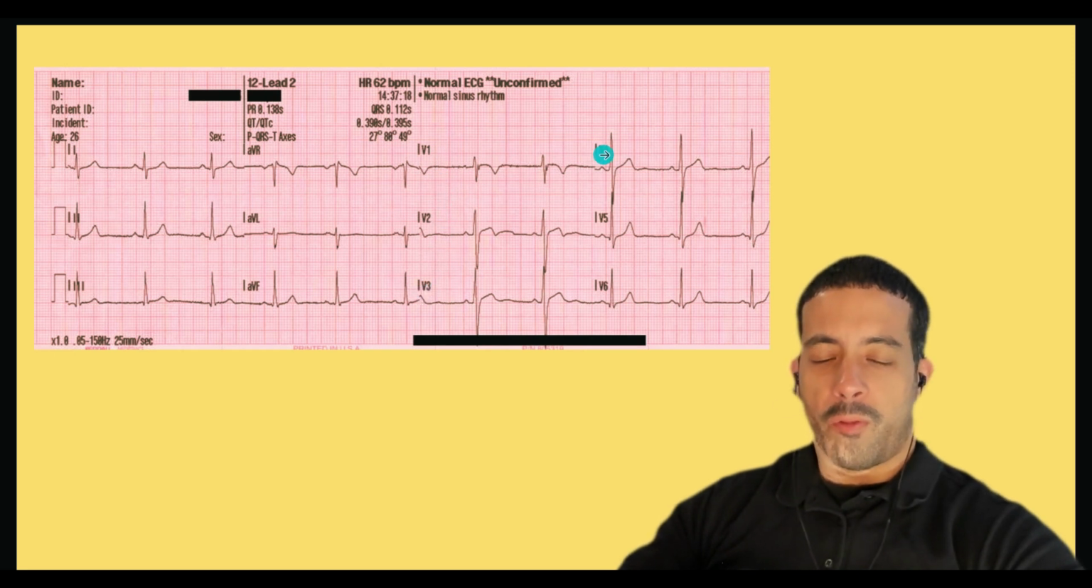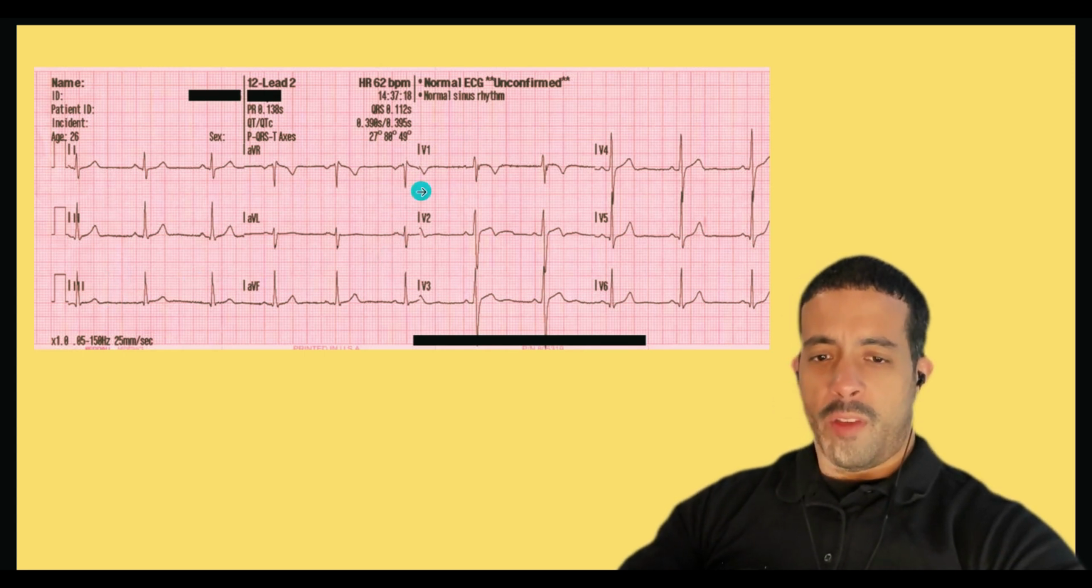V3, V4, that is A for apple in the Sally, or A for anterior, the anterior side of the heart. V5 and V6 is the L. This shows you the lateral side of the heart. And 2, 3, and AVF show you the inferior part of the heart.